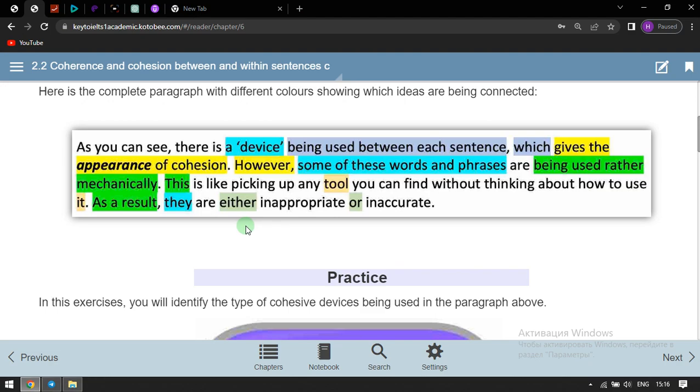Tushunarli. Demak, this bu yerda mana bu mexanik usulda ishlatilinishini bildiryapti. Using cohesive devices mechanically. As a result esa mana shu using cohesive devices mechanically ni natijasini ko'rsatyapti. A device deganda bu yerda o'sha so'zlar nazarda tutilyapti va some of these words and phrases yana o'sha devicelarga, they ham yana o'sha narsani bildiryapti.